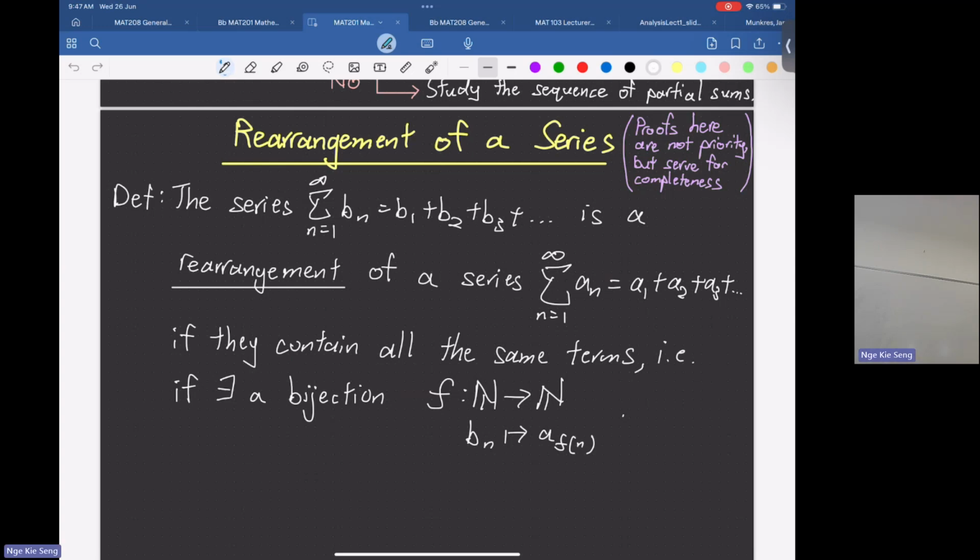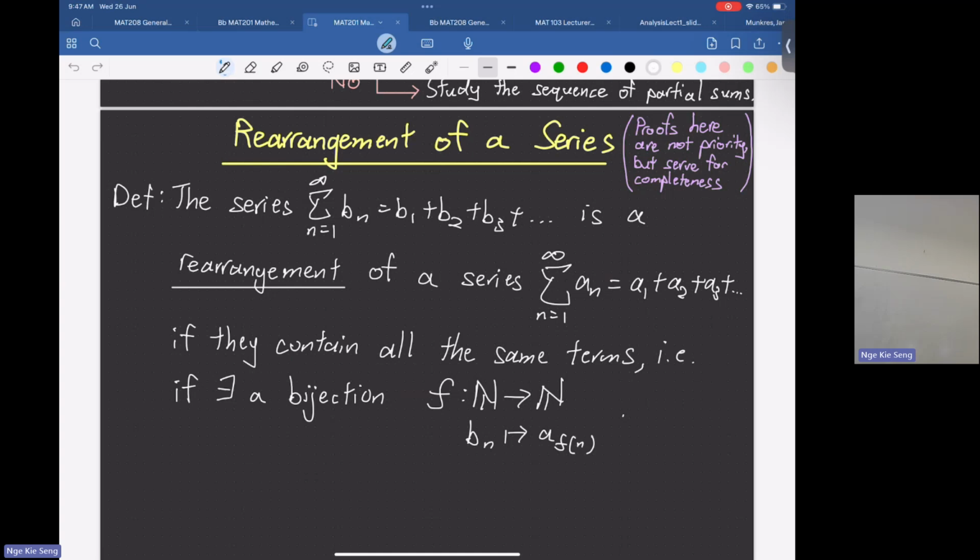For example, the first series has 1 plus 2 plus 3, but the second series has 1 plus 3 plus 2. Or 2 plus 1 plus 3, or 2 plus 3 plus 1.